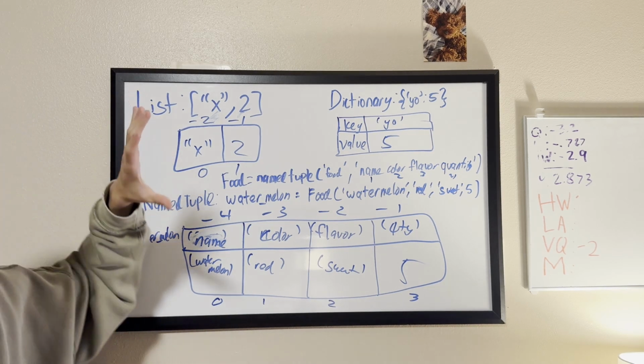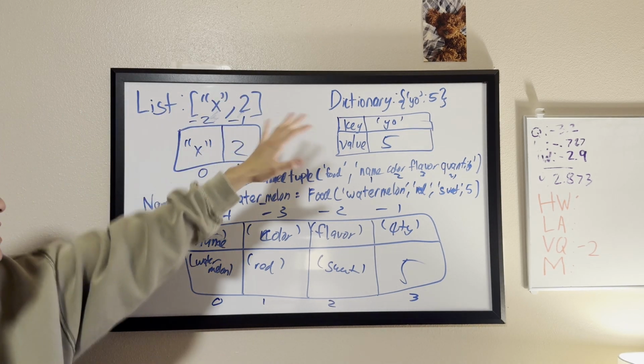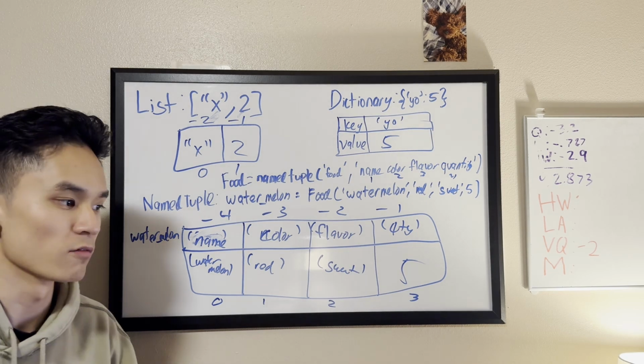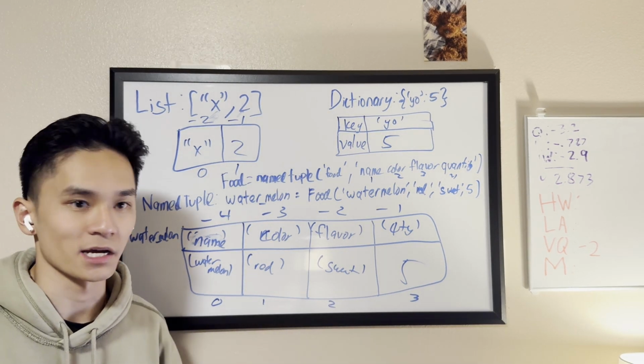Alright, so that's just level 1, guys. This is how you visualize these 3 at the base level. How do you do a set? I don't know, don't ask me.